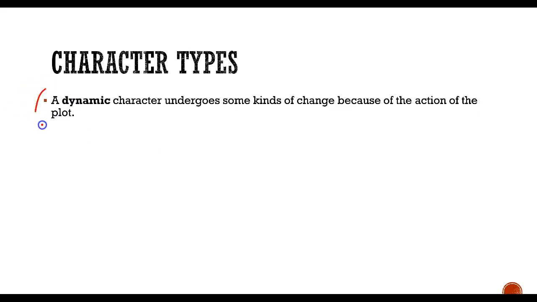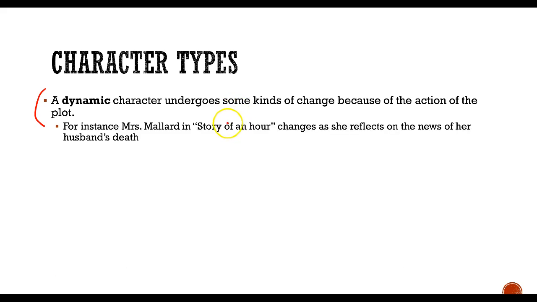A dynamic character is a character that undergoes some kind of change because of the action of the story, or the character is somehow different as a result of what happens in the story. And this is the case with most movies that we watch, or most stories that we read. For instance, in Charles Dickens' A Christmas Carol, Ebenezer Scrooge undergoes a change as a result of his experience. He's a dynamic character. He's completely different by the end of the story.